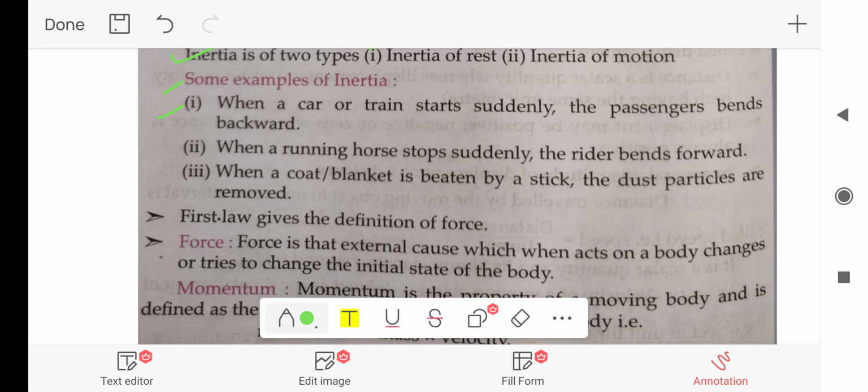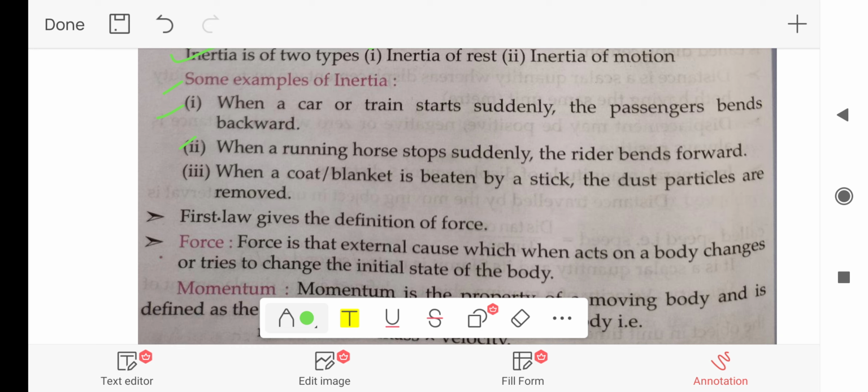Next, when a running horse stops suddenly, the rider bends forward. This is an example of inertia of motion. When a coat or blanket is beaten by a stick, the dust particles are removed. This shows inertia of motion. The first law gives the definition of force.